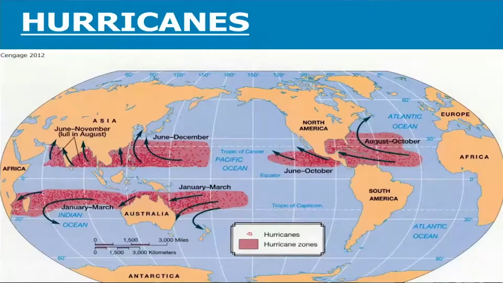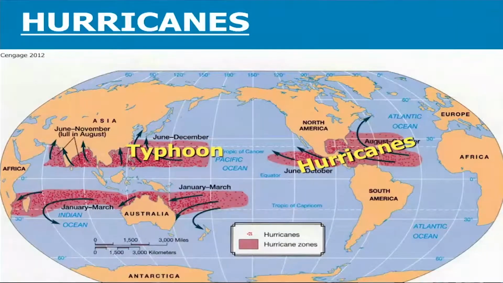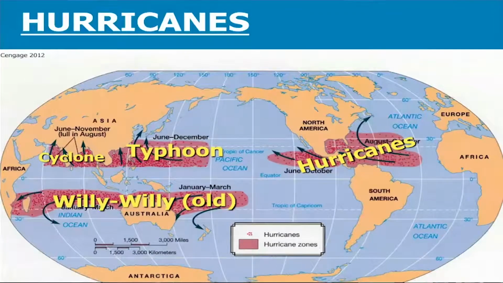They can form many different places on Earth, and they're called different names depending on where they form. In the Atlantic and the Eastern Pacific, close to North America, they're called hurricanes. Once they cross the international date line, they're called typhoons. They're called cyclones in the Indian Ocean, and a long time ago, around Australia, they called them willy willies. But today they're also tropical systems.